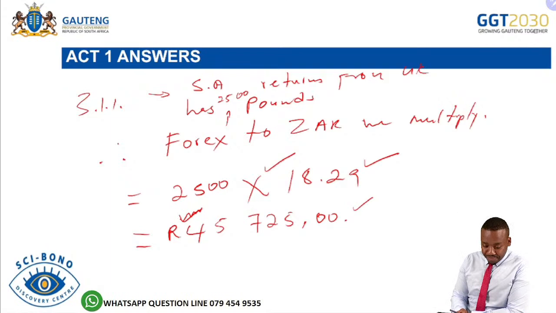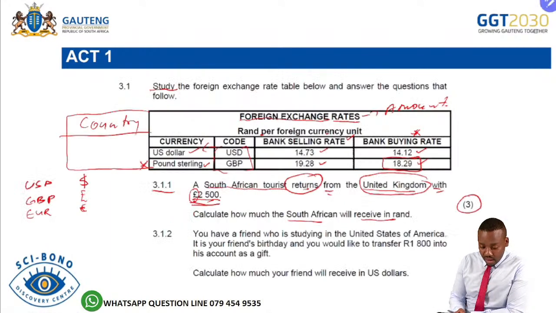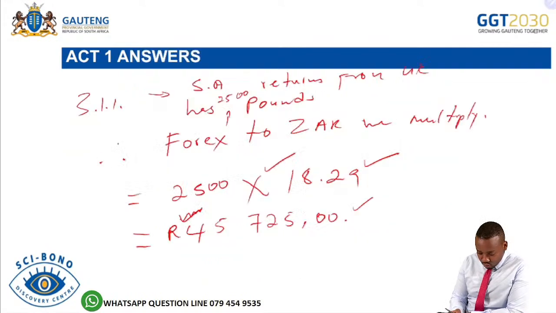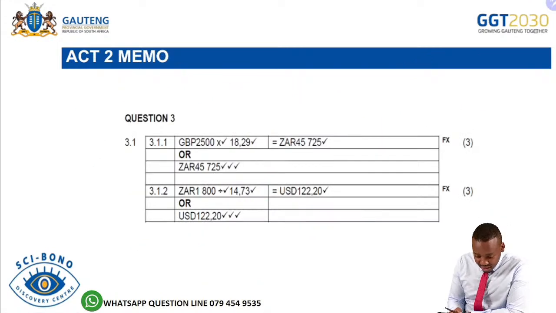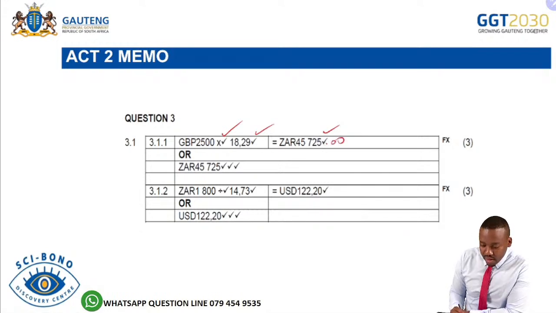Let's check the memo. Whether I did it right. So a South African tourist returns from the United Kingdom with 2,500. Calculate how much the South African will receive in rands. Let's check if you did it right. This was there, 1 mark. Then the second one, correct exchange rate, and then we have your answer, 45,000 rand, 725. So they just forgot to put the 0 there.